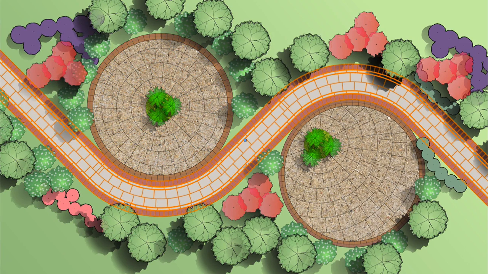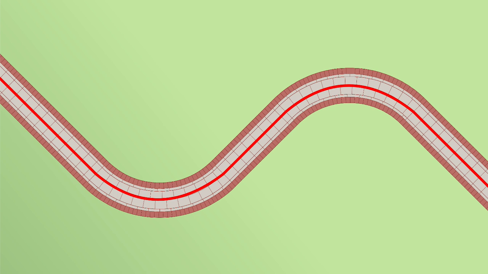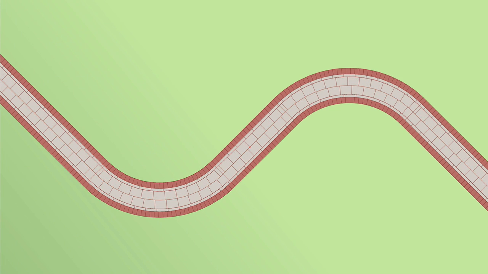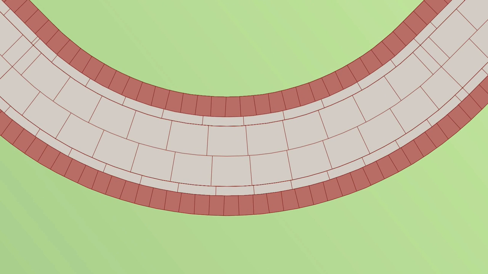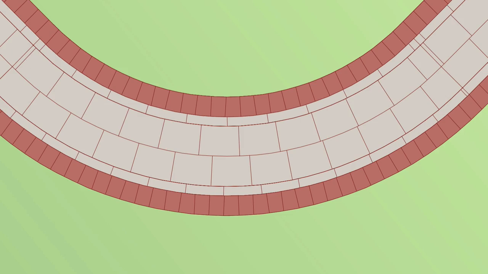Curved path will attempt to create pavers that follow the contours of a pathway shape. It does not have a control handle for its center, and will instead always attempt to follow the center of the specified pathway. These pavers are defined by their length along the path, width across the path, and an offset distance or percentage in relation to adjacent rows of pavers.